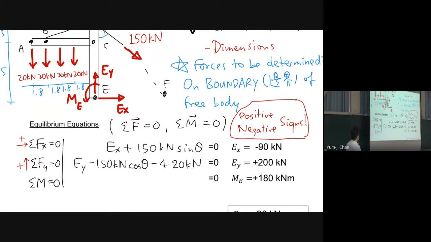For the last point, summation M equal to 0. For 2D problems, we do 2 things. First of all, we define the positive direction. Usually because we have x and we have y, the z direction is going out. So usually we have this one as positive. This one is down because it helps you get the correct results.